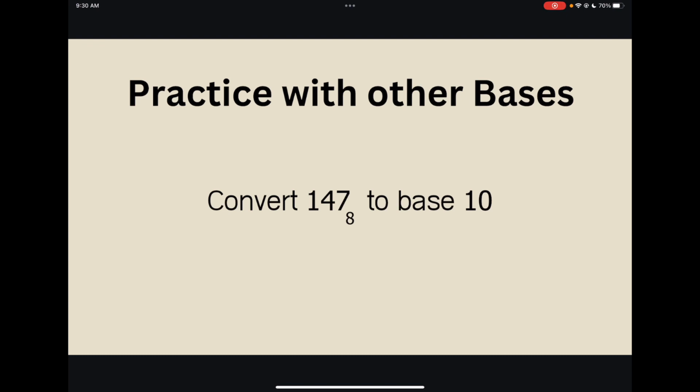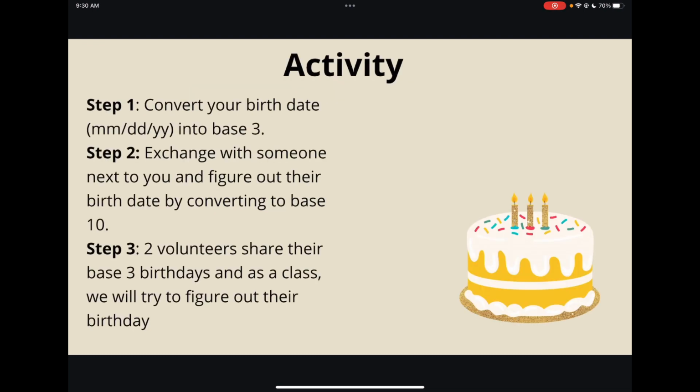Then we had them practice with a different base other than 2. In the previous few slides, we just had them convert between base 2 and base 10, and this one was a little bit more tricky because we had them convert from base 8 to base 10. Then we had an activity where they could convert their birthday into base 3. Everyone took their birthday and converted it and got different answers, and it was a fun activity.